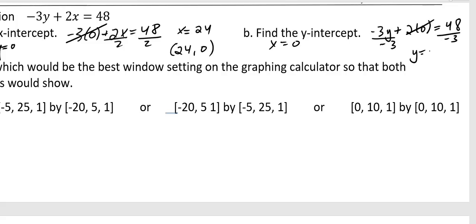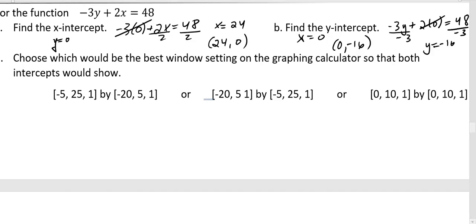And we get y is equal to -16. And you could write that as just -16, or you could say (0, -16). Now, part B asks us to find the best window setting on the graphing calculator. So what I would do is I would look at my 2 points, (24, 0) and (0, -16).